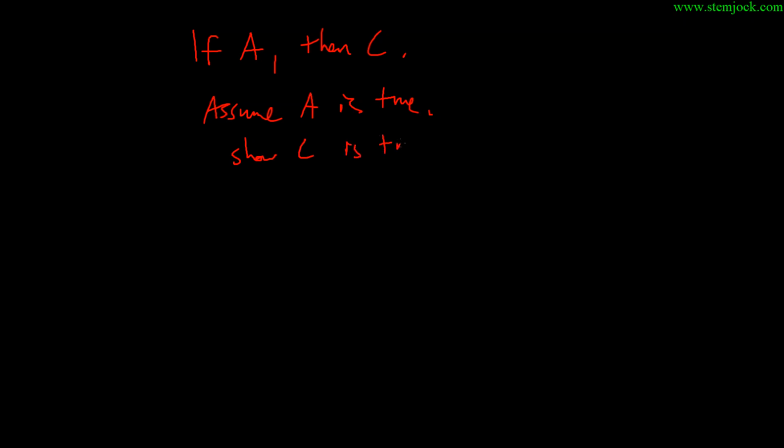We want to show that an if-then statement is true. So the general form is if A, then C. A is called the antecedent and C is called the consequent. The way we show this is by assuming that A is true, and then we show step by step how it follows that C is true. So show C is true, and once you do that, you can conclude that if A, then C. All right, with that being said, let's get started.